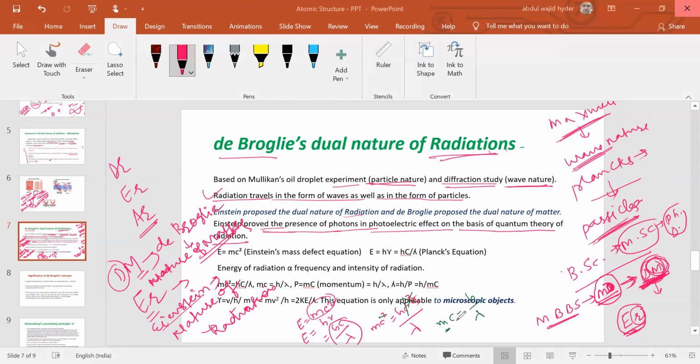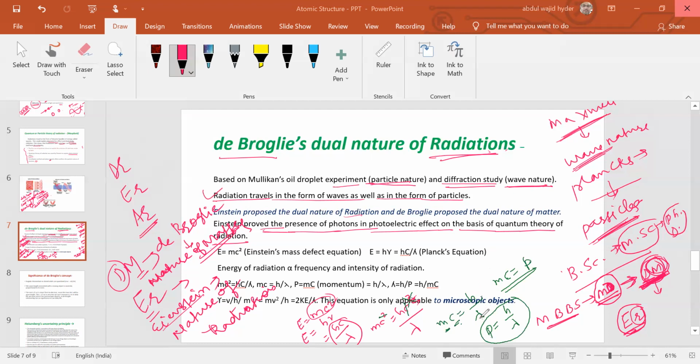M into c, that is mass into velocity. Mass into velocity is momentum. Product of mass and velocity is called momentum. So mc is equal to h upon lambda. What does it mean? P is equal to h upon lambda. Momentum is equal to Planck's constant upon wavelength.